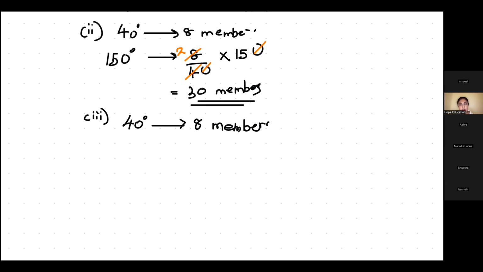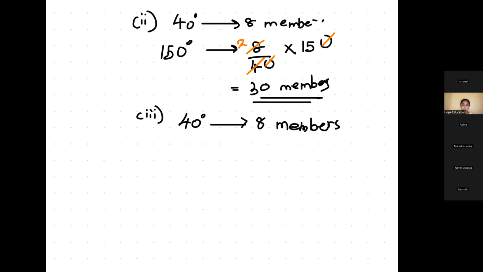So, what is the answer you got, Ismail? 28 members. 28. Yes. Okay, others, what did you all get? Same answer. Basma says same. Kushit says same answer. Others? We'll check. Same. Okay. All right. Let's see.